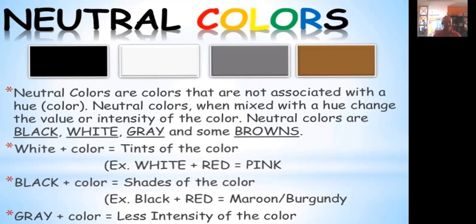of the color. If you add more, then with the black plus another color, it results in shades of the color. So when you add black to a red, that results in maroon or burgundy. When you add gray, which actually is a combination of white and black, if you add that to a particular color, it makes the color less intense.